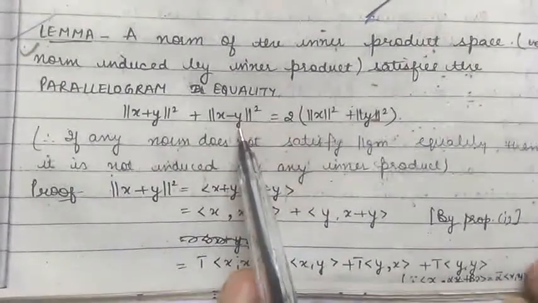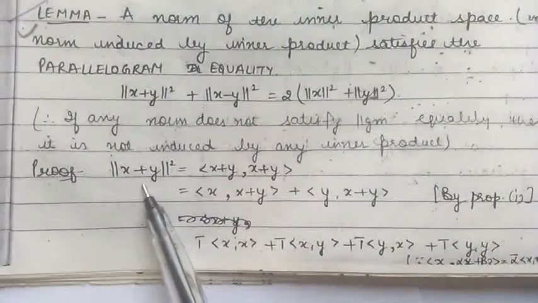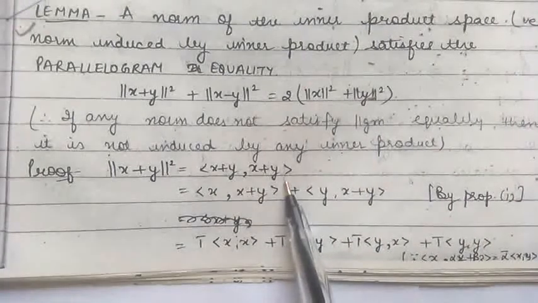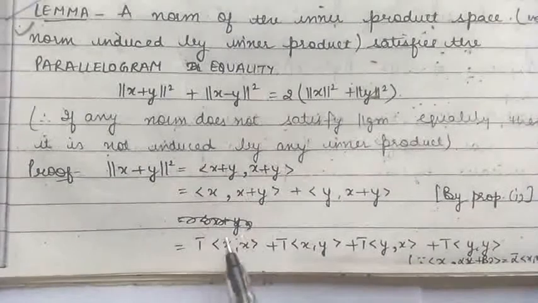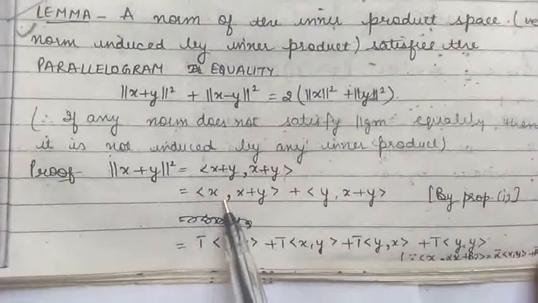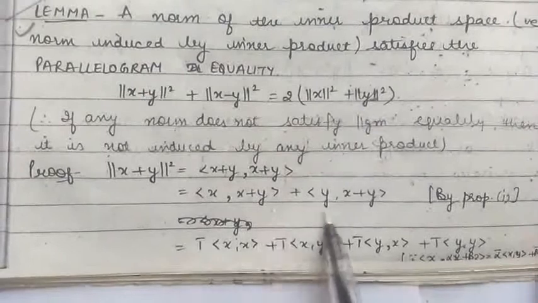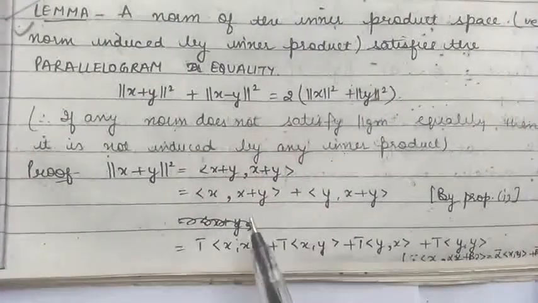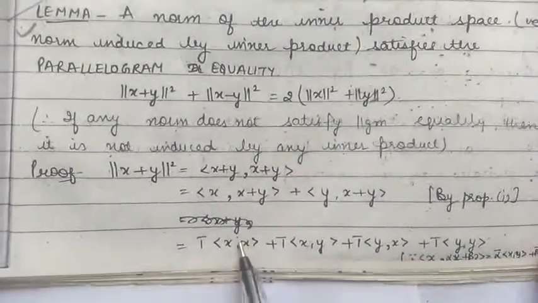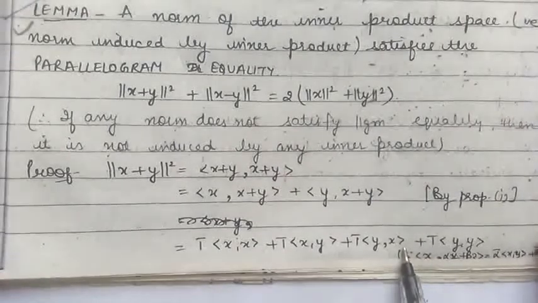In order to prove this, let us consider the norm of x plus y squared. By definition, this means the inner product of x plus y with itself. Now by using the first property of inner product, linearity with respect to the first variable, this can be written as the inner product of x with x plus y and the inner product of y with x plus y. Now again using the property of conjugate linearity with respect to the second variable, this can be written as the inner product of x with x plus the inner product of x with y plus the inner product of y with x plus the inner product of y with y.